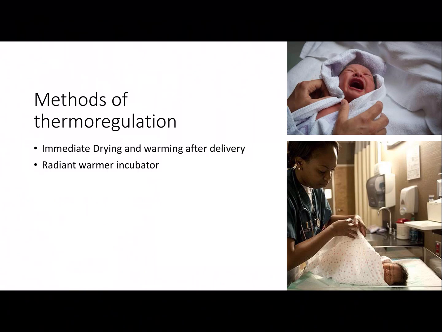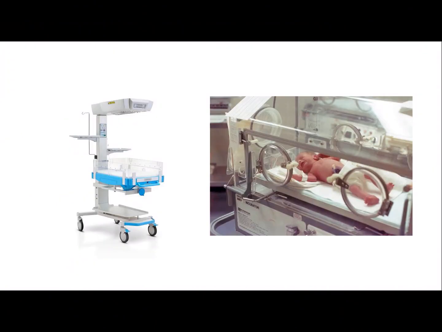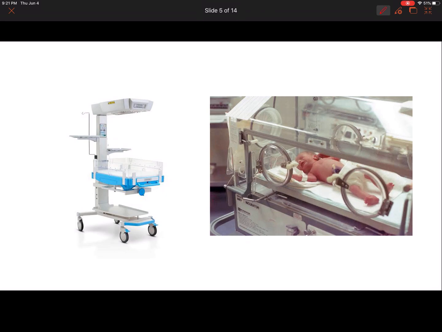So to maintain the temperature, or to prevent heat loss, we will immediately dry the baby, and we will keep the baby in the radiant warmer and in the incubator. Like this we can keep the baby in the radiant warmer, and like this we can keep the baby in the incubator to prevent heat loss.